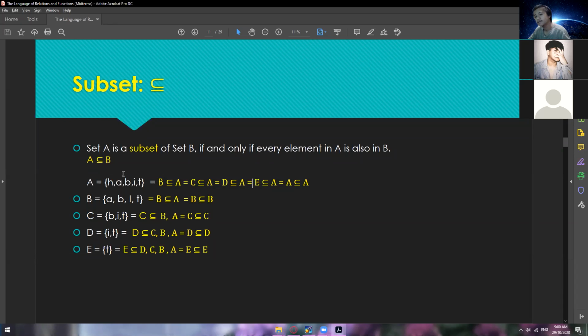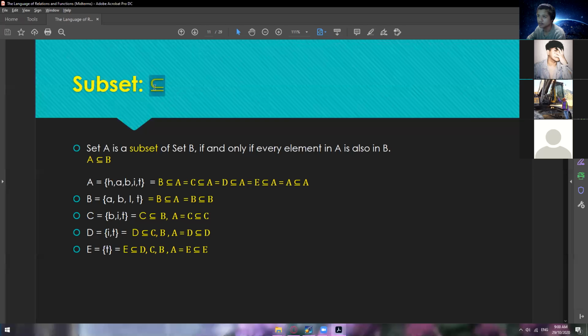Anyway, so again, in subset, we have set A is a subset of set B if and only if every element in A is also in B. You can denote that as A is a subset of B. Just take note that the symbol for subset is this one. As you can see right here, we have set A, B, C, D, E.